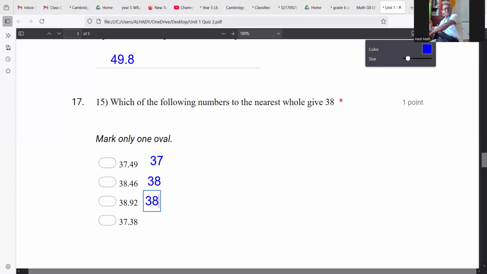Go to the next number, 38.9. You look at the first digit after the decimal point, the tenth, which is 9. That means you're going to add 1 to the 38, and 38 plus 1 is going to be 39. This one is 37.3. The first digit after the decimal point is 3, which is less than 5, so you're not going to add anything. It will be just 37. So the number that rounds to 38 is 38.46. This is your number, and that's it.